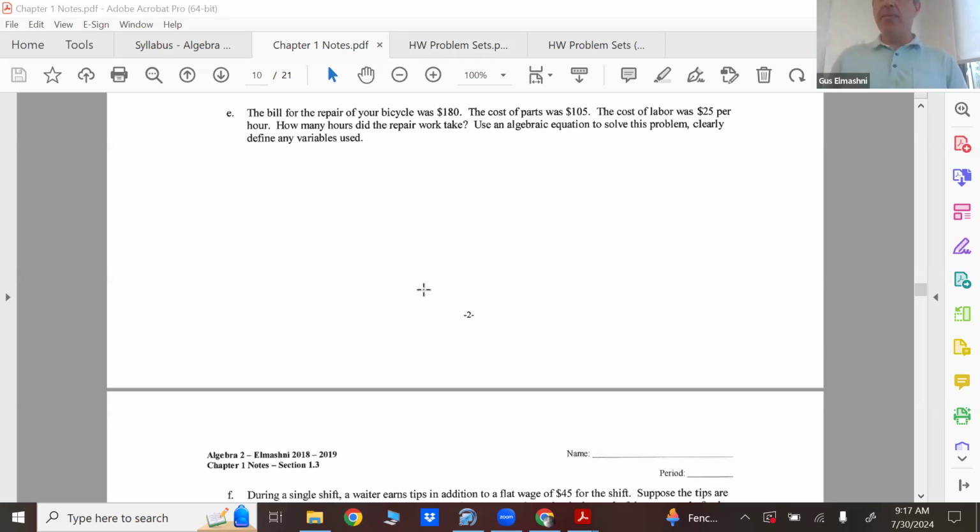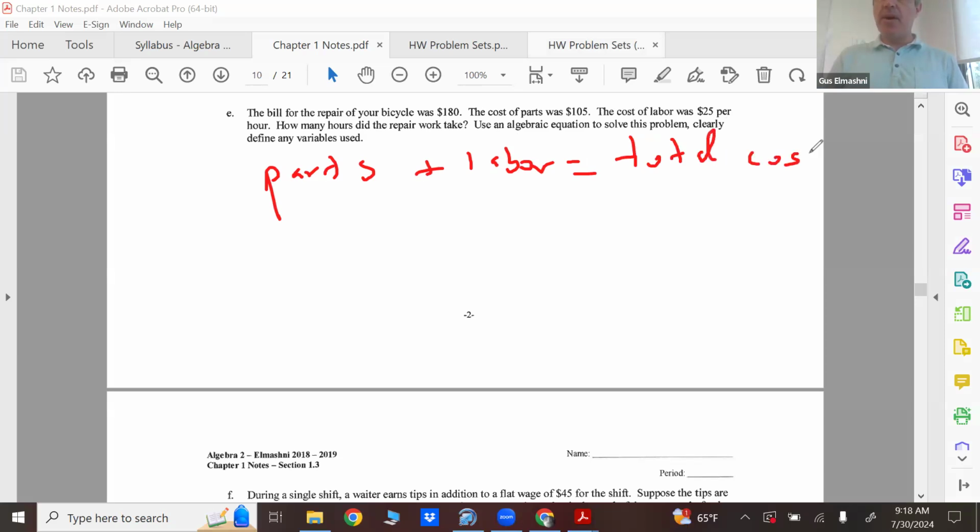For example, the bill for repairing a bike is $180. You go to a bike store, you get it fixed, and they give you an invoice. You're trying to see what they actually charge you for. You're going to see $105 for the cost of parts. So the parts plus labor equals the total cost, right? If you need to write that out, that's fine. If you can just visualize it, that's cool too. This is what I have to do: add these two things to get the total cost.